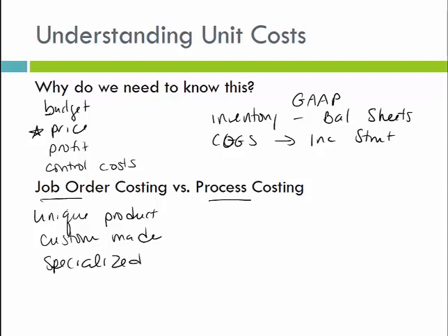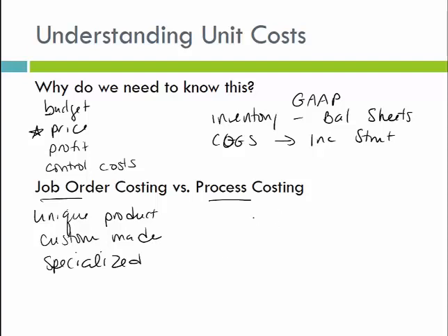So, for instance, when you go to the mechanics, they track the parts that they put in your car separately. They track the amount of time that they spent working on that. Each car is separate. Or if you have a landscaper come, or if you have an accountant or a lawyer, they track how much time they spend on your specific case and charge you that way. So that's what we're going to do in this chapter.